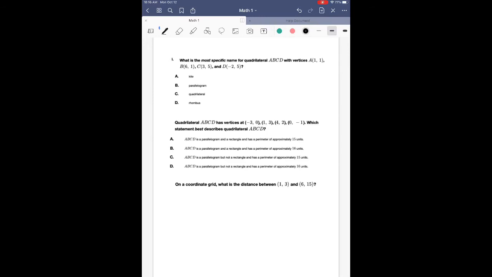All right, so for the next one, it says, what is the most specific name of the quadrilateral A, B, C, D with vertices? And it gives you these particular points. Now, you can use Desmos to plot your points. The only reason I say Desmos is a good way to verify is just because if you're plotting with your own grid, sometimes you can't do perfect sections, so it may look off a little bit. But I'm still going to go for the first option just because we're going to look at it.